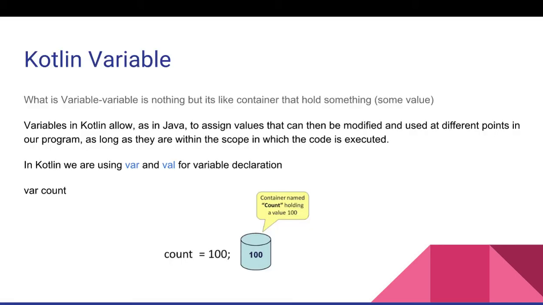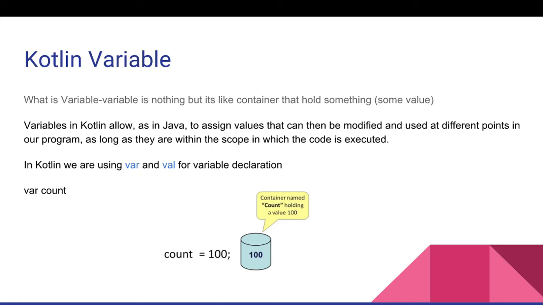So we'll see here what a variable is. A variable is nothing but a container that holds some value. Suppose we have one cup that has tea. So the cup is the container and the tea is the value. In programming, the variable is a container that is holding something. Variables in Kotlin, as in Java, allow us to assign a value that can then be modified and used at different points in our program, as long as they are within the scope in which the code is executed.